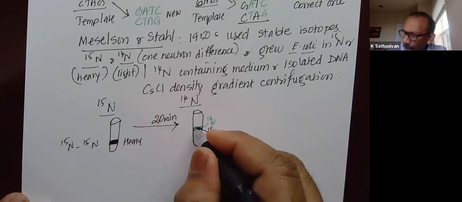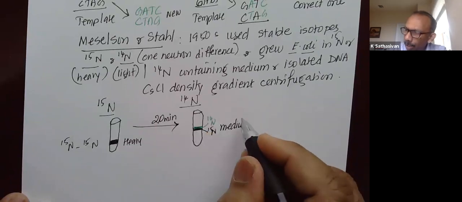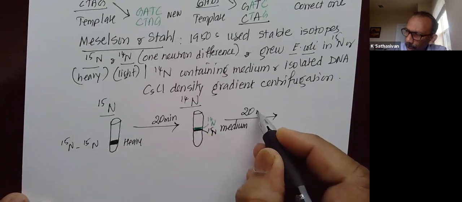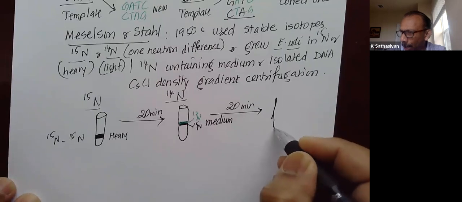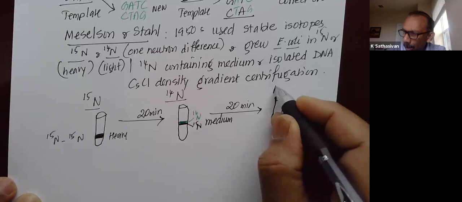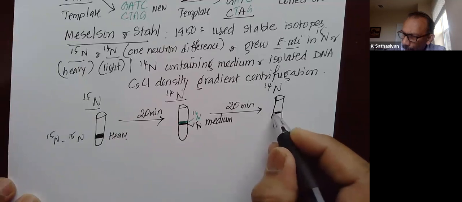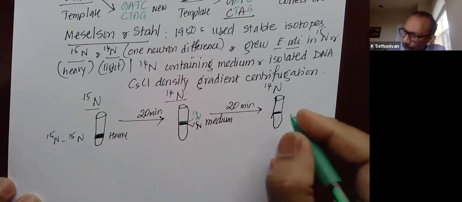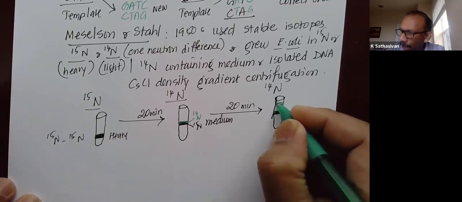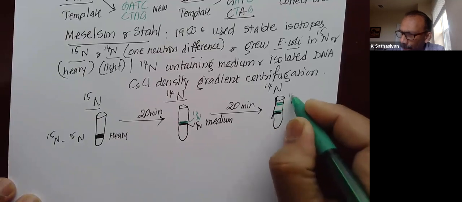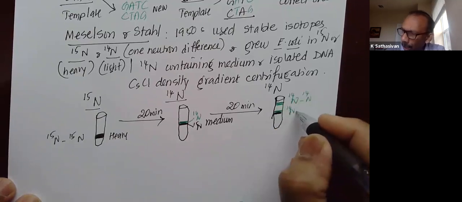So this made a medium density band. Okay. So then they continued again another 20 minutes, and that is also in N14. And in this N14 containing medium, the third sample had a medium band of N15 and N14, and a light band of N14, N14. So this is N14, N14, and this one had N14 and N15.